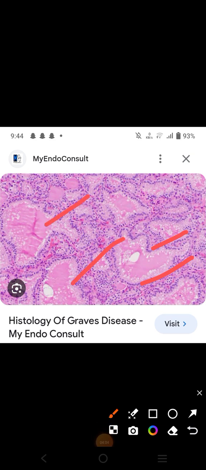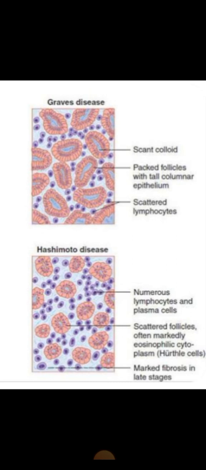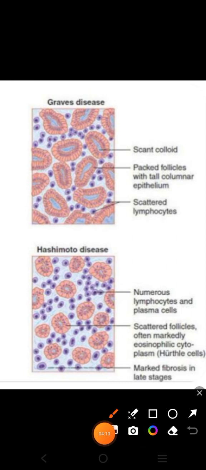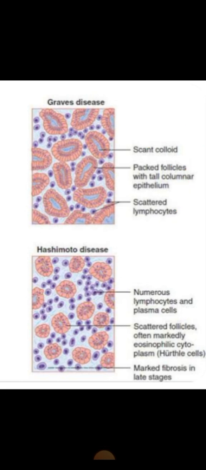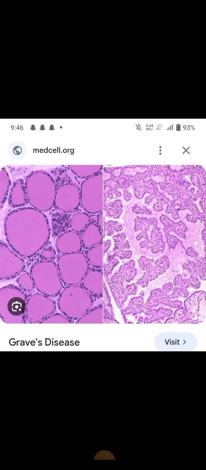Here you can see that in Graves' disease, it is actually a histological diagram, but there is scant colloid, or we can also say that scalloping of the colloid also occurs here. There are follicles with tall columnar epithelium, and there are scattered lymphocytes as well. Lymphoid infiltrates consisting predominantly of T cells with fewer B cells are present throughout the interstitium. In Hashimoto's disease, we are not concerned with Hashimoto's disease right now. We will discuss it later.